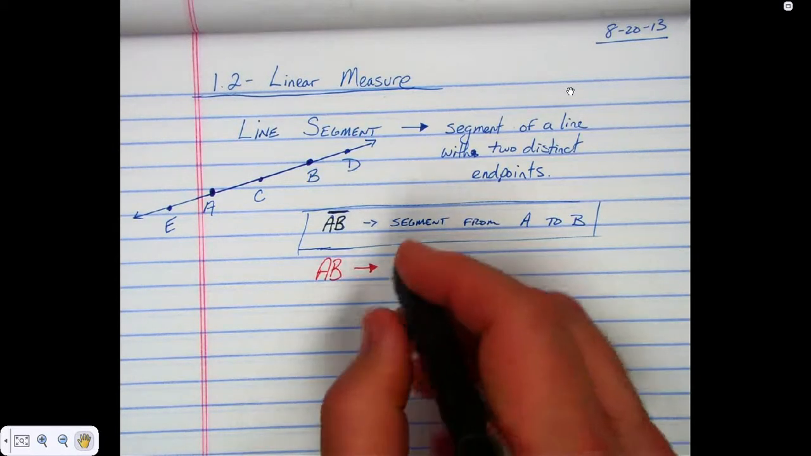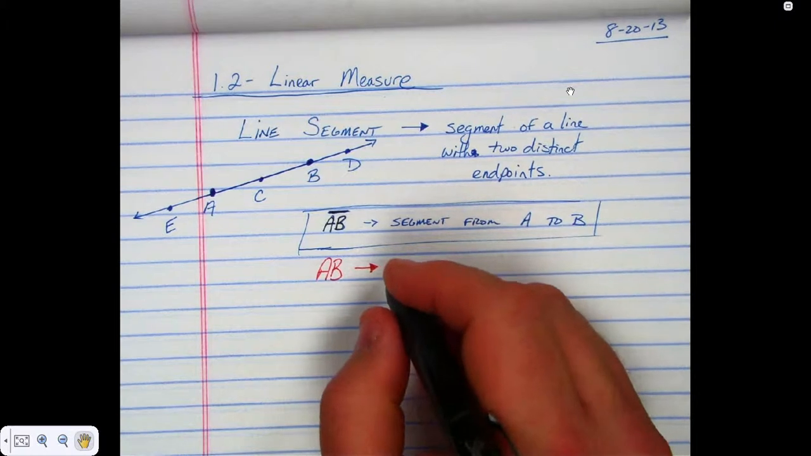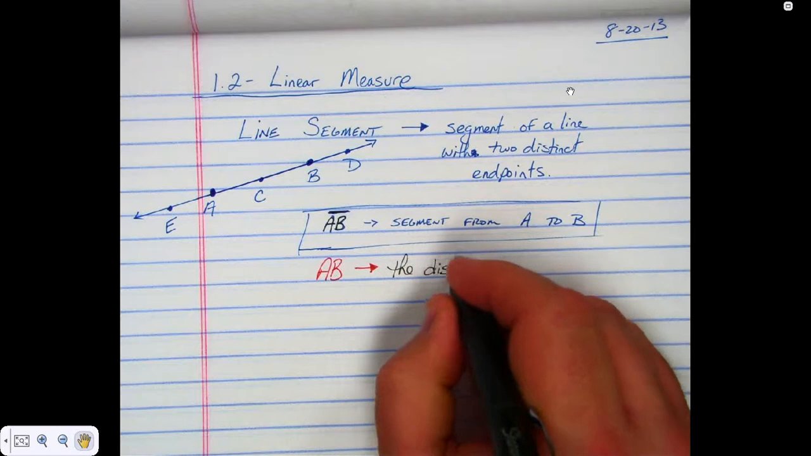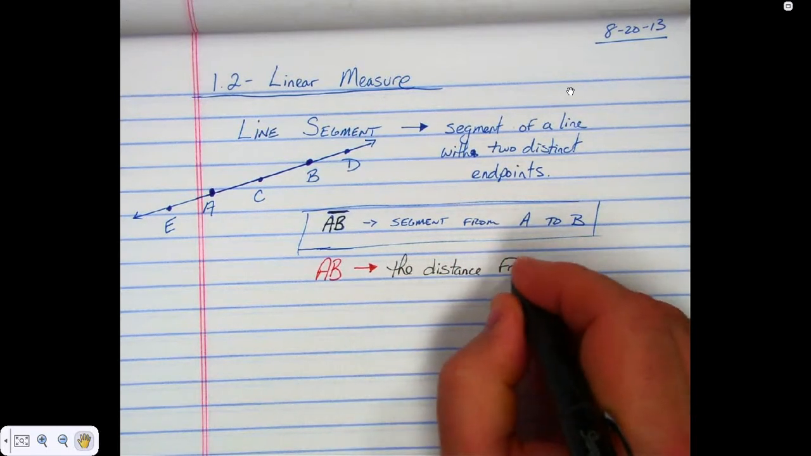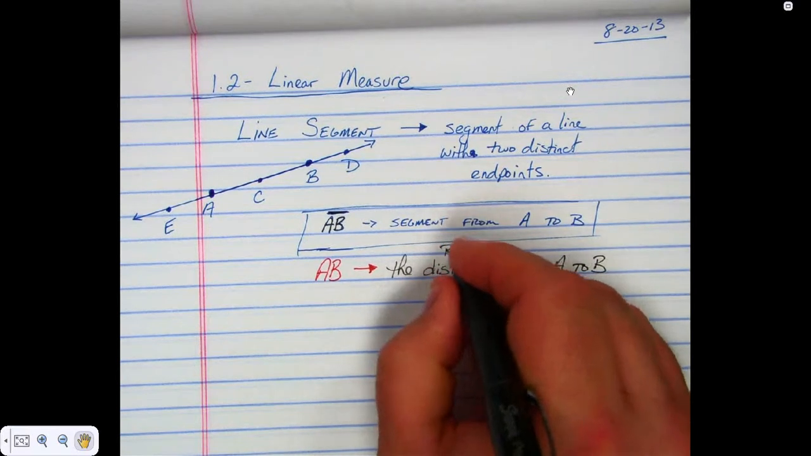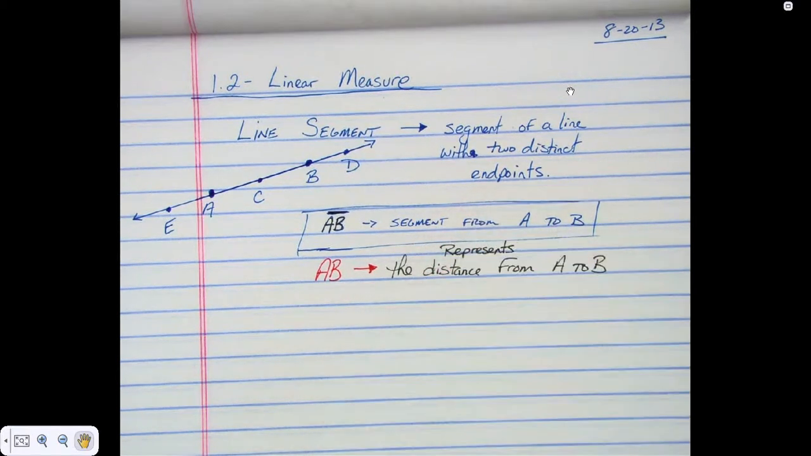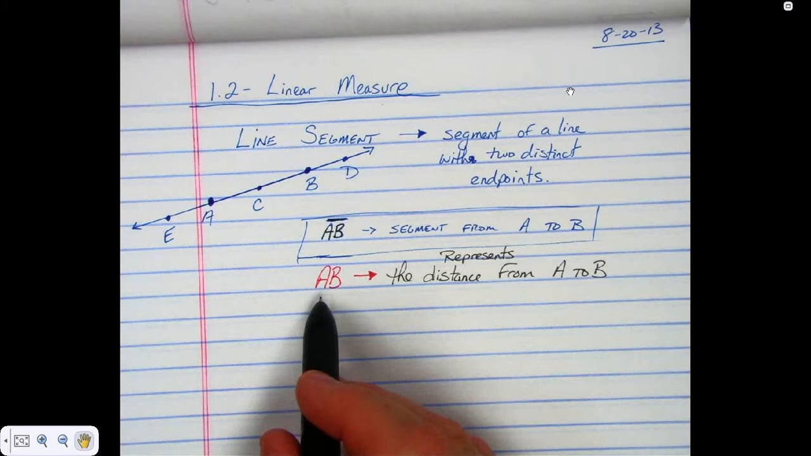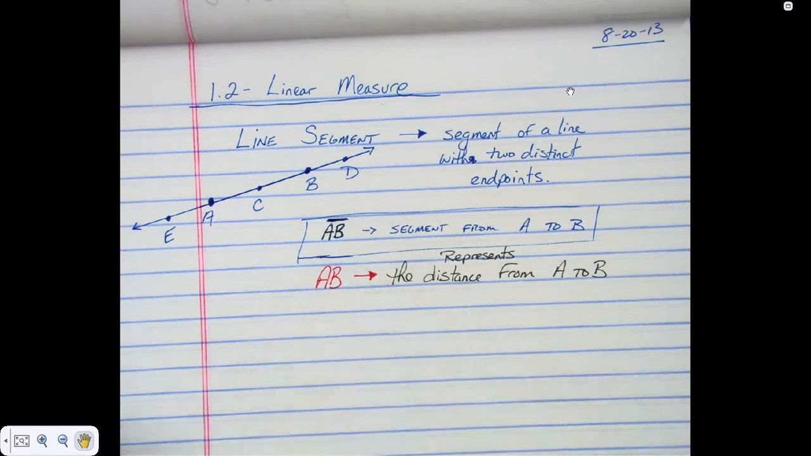Believe it or not, what this means: this represents a number. This is the distance from A to B. So wow, that's a big difference, isn't it? Here I'm talking about the segment from A to B, the actual segment. When I just write AB, I'm talking about an actual number. That's the distance from A to B.